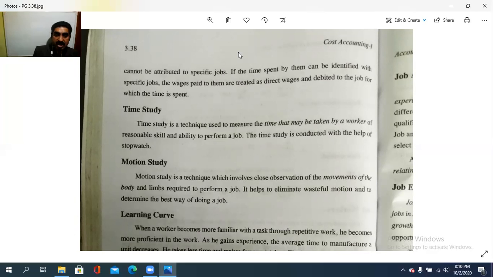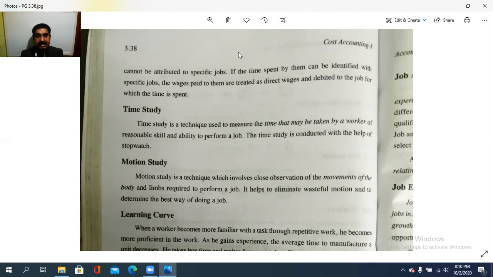The time study, motion study. What is the time study? It is the technique used to measure the time that may be taken by a worker of a reasonable skill and the ability to perform a job. The time study is conducted with the help of a stopwatch. അതായത് ഒരു സ്റ്റോപ്പ് വാച്ച് നോക്കിയിട്ടാണ് എത്ര സമയം കൊണ്ടാണ് അവൻ പണി തീർക്കുന്നത്. So measuring the time. Clear?